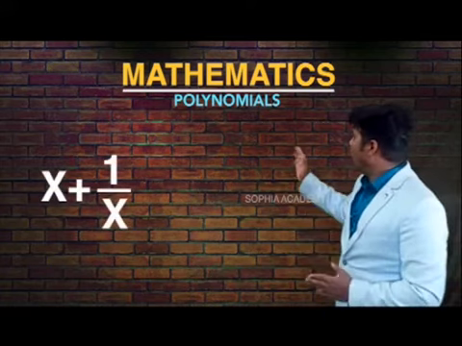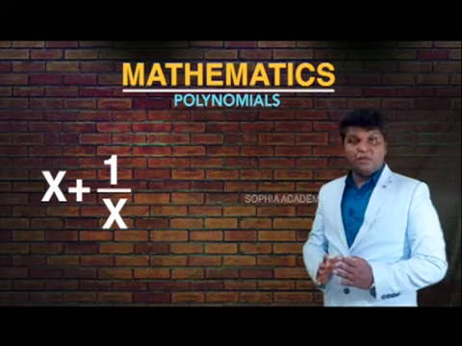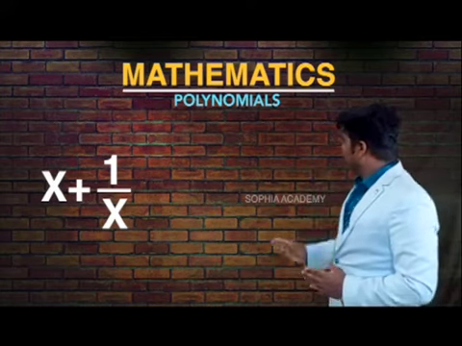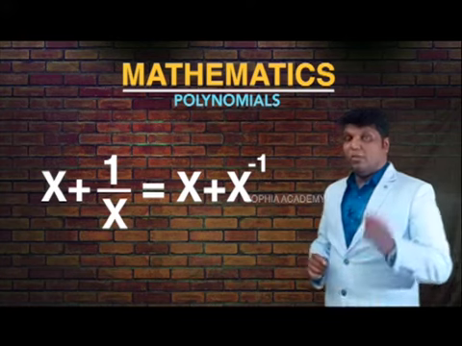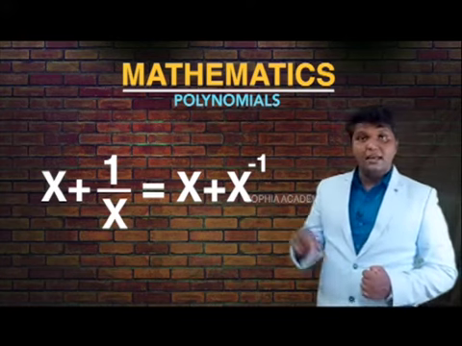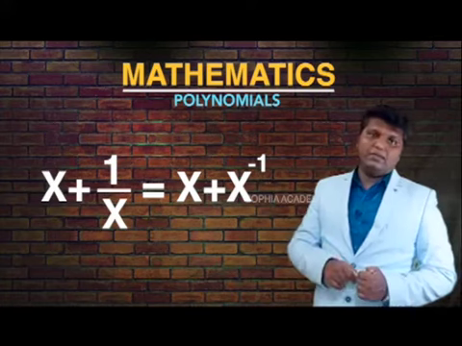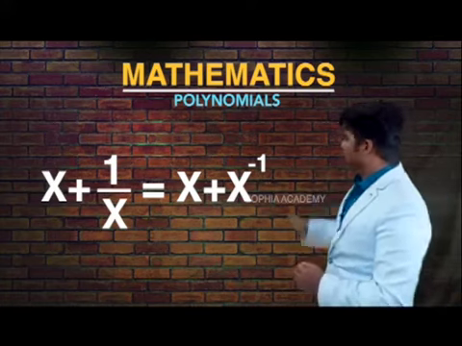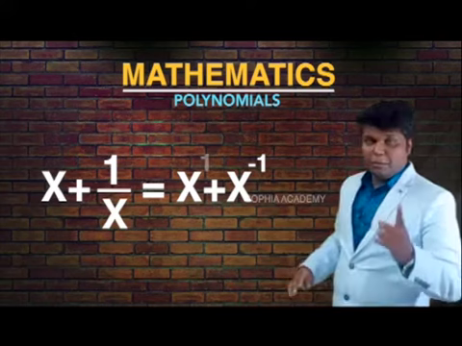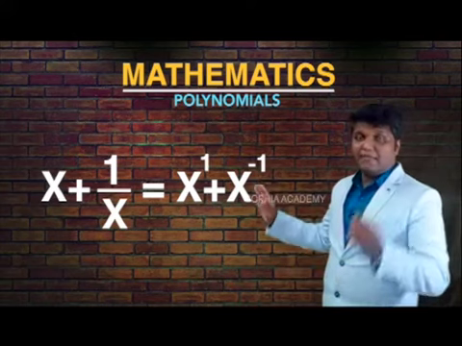x plus 1 by x. It can be written as x plus 1 by x is equal to x plus x raised to minus 1. You have already studied in your 8th class that 1 by x can be represented as x raised to the power of minus 1. Now check out these two terms. The first term is x. What is the power of x? It is 1 because nothing is written there. That means it is having the power 1.